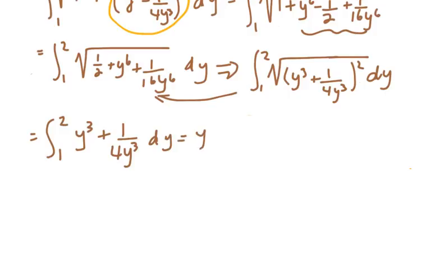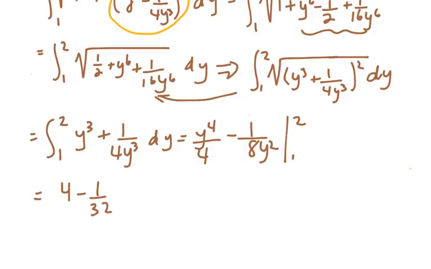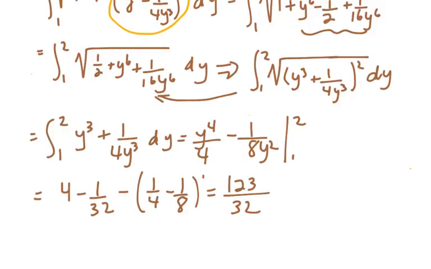So this is just y to the fourth over 4, taking the antiderivative, minus 1/8 y squared. And evaluate it between 1 and 2, and you're left with 4 minus 1/32, minus the quantity of 1/4 minus 1/8, and doing all the mathematical computations, you're left with 123 over 32. And that's it.